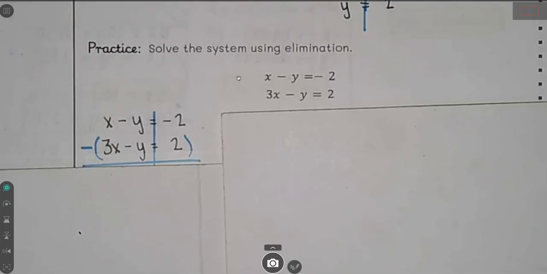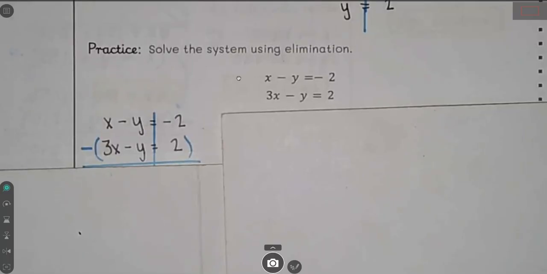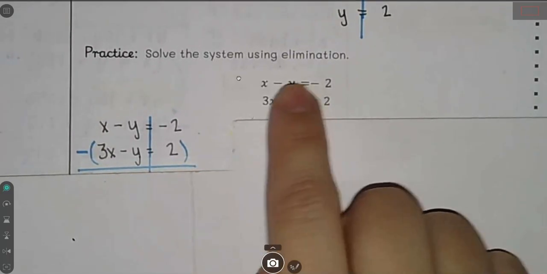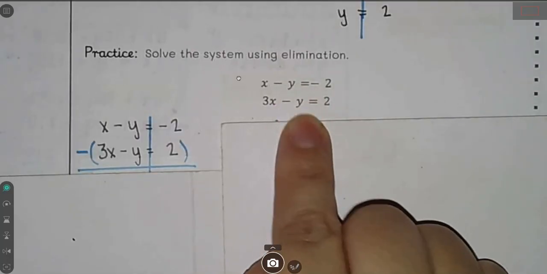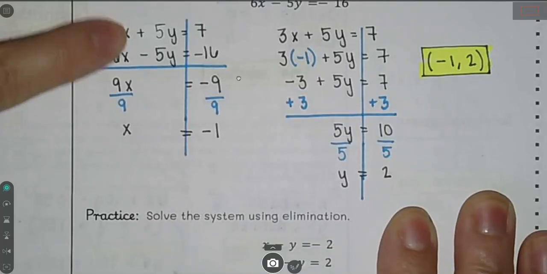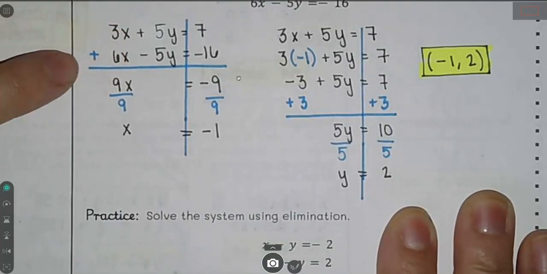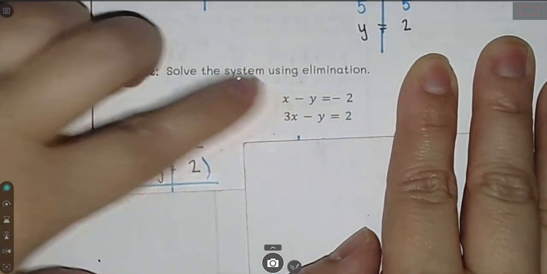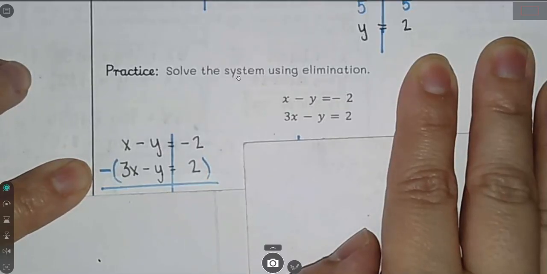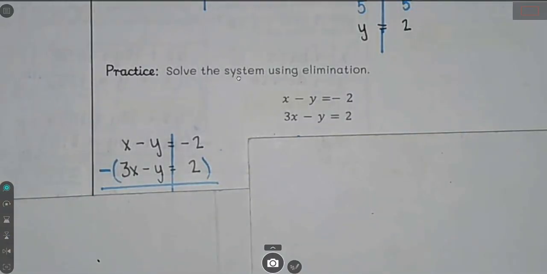A good rule of thumb, if you have trouble with positives and negatives when doing elimination: if your coefficients are the same and the signs are different, like one's positive and one's negative, add. If the signs are the same, like they're both positive or both negative, subtract. Does that make sense? That's a good hint to put on your index card.